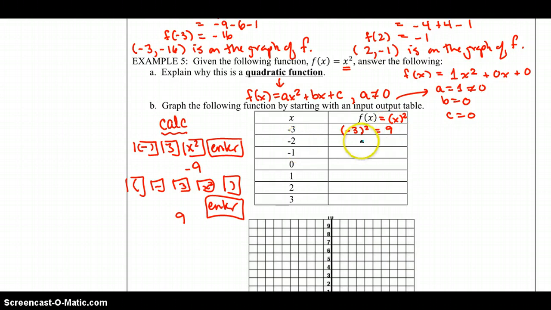So -2 times -2, we get 4. -1 times -1, we get 1. 0 times 0, we get 0. 1 times 1, we get 1. 2 times 2, we get 4. And 3 times 3, we get 9.